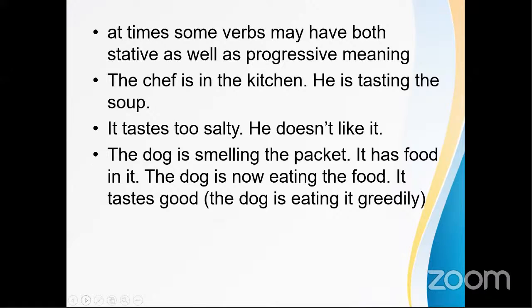Yeah, thank you, sir. Now, over here, this slide says that sometimes some verbs may have both uses. The stative may be there as well as the progressive use. Look at that first sentence. The chef is in the kitchen.